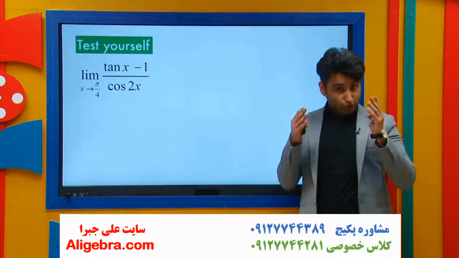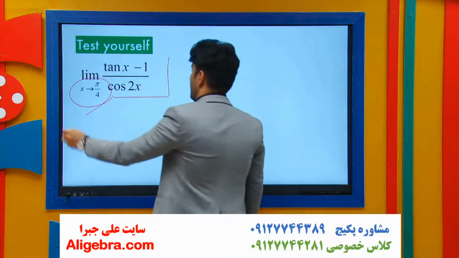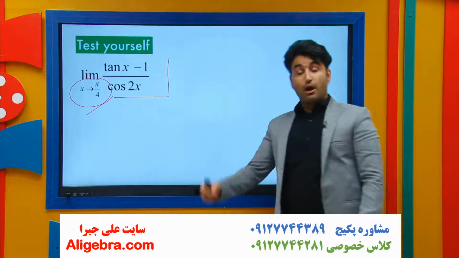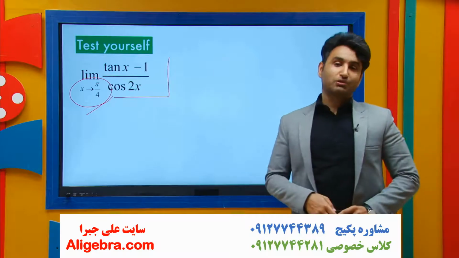Like always, it's your turn to test yourself. Evaluate this limit as x approaches pi over 4 by applying L'Hopital's rule. Feel free to send your answers to me through the comment section.